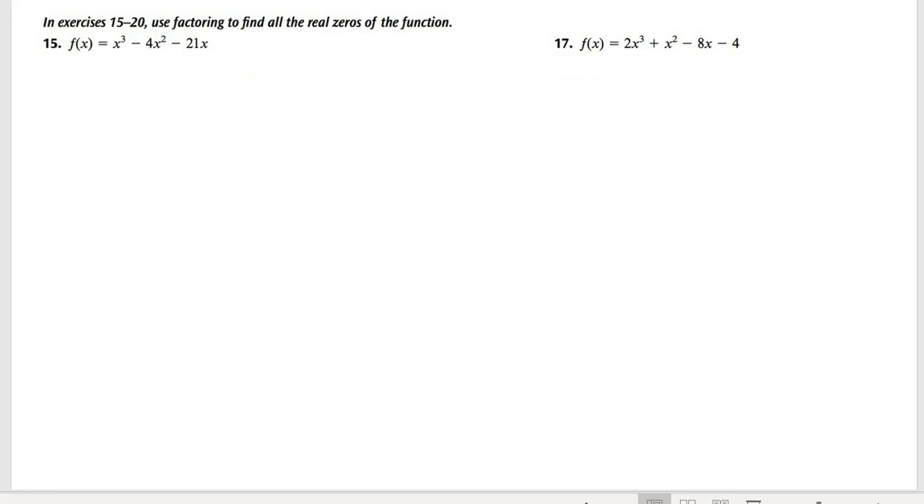Our next two problems ask us to use factoring to find all the real zeros of the function. So this is why I had you do the factoring project earlier. You need to make sure you're comfortable doing factoring. If not, go back and watch some of those videos. So the first thing I always do is to find out if there's a greatest common factor. In our first problem, there's the greatest common factor of x. So I factor it out.